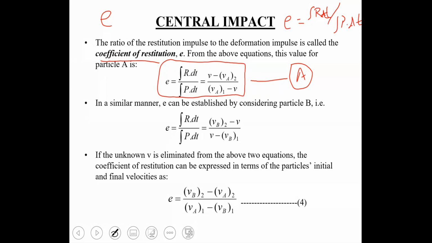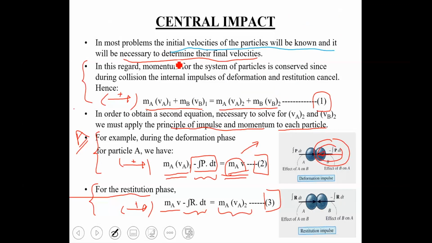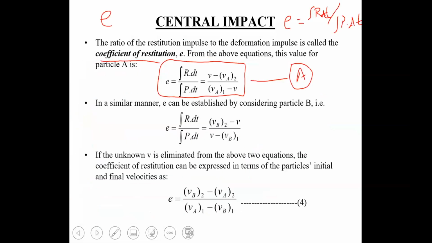Yes, sir. Okay, now repeat the steps from this point onwards on particle B as well. Just as you considered particle A individually, applied the principle of impulse and momentum first in the deformation phase and then in the restitution phase, and then found the coefficient of restitution, repeat all these steps on particle B. Once you apply the same steps on particle B, you are going to get an equation of this form: E equal to VB2 minus V over V minus VB1.